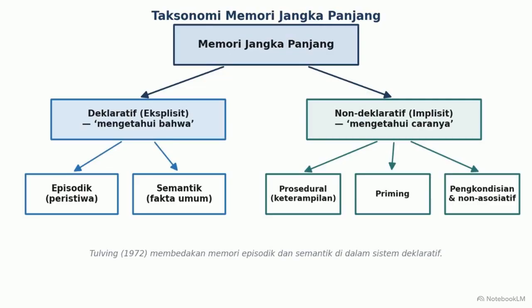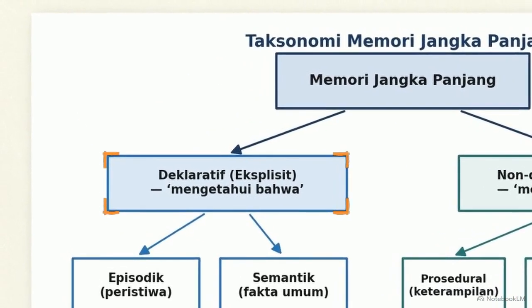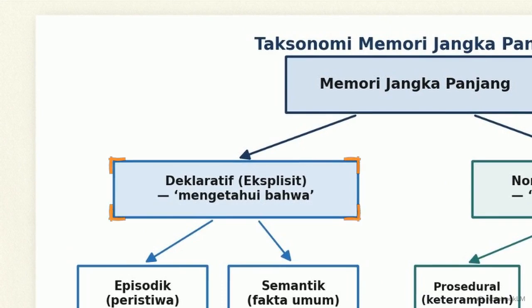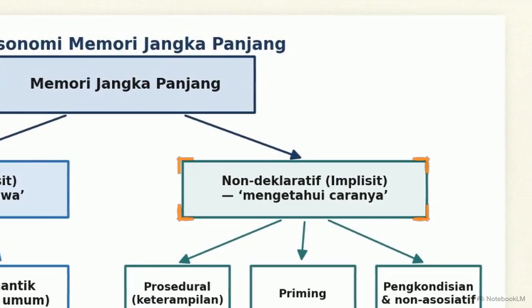Once data is stored, it must be retrieved. This taxonomy tree shows the architecture of long-term memory. Notice the primary split. On the left is declarative memory, containing conscious facts and episodes. On the right is non-declarative memory, covering subconscious motor skills.